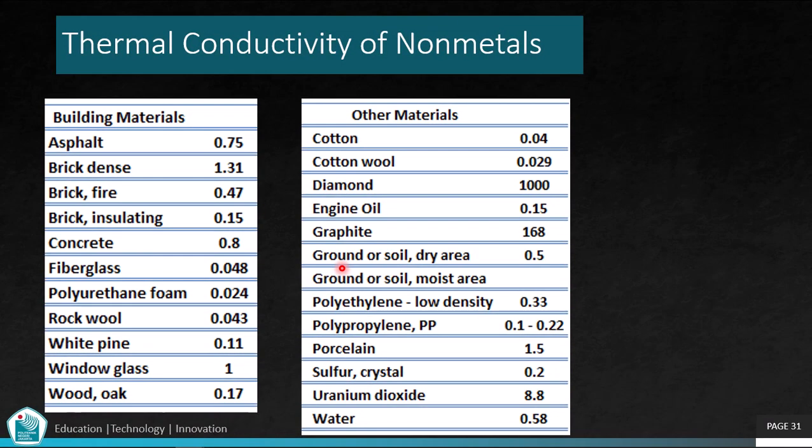And this is the thermal conductivity of some non-metals. For example, we can see that diamond has the highest thermal conductivity. It means if you use diamond for heat transfer by conduction, the heat can be transferred smoothly. But the price of diamond is very expensive.